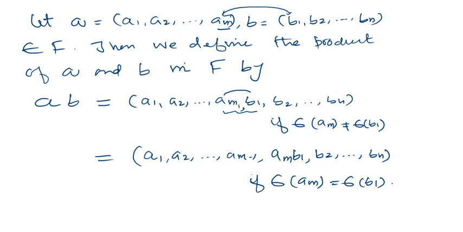Okay, this product is obviously well defined, and obviously this output is in F. So you check the associative property, that's very simple, आपको वहाँ पर different cases लेनी पड़ेगी.